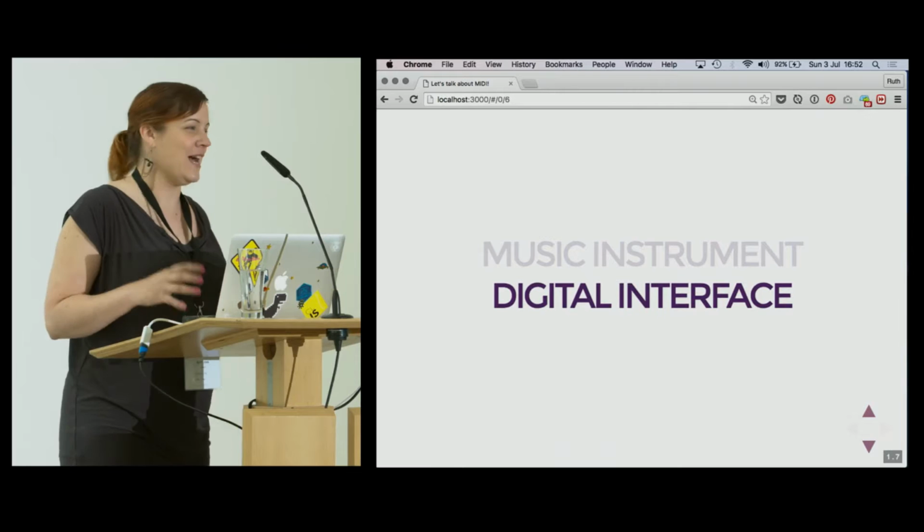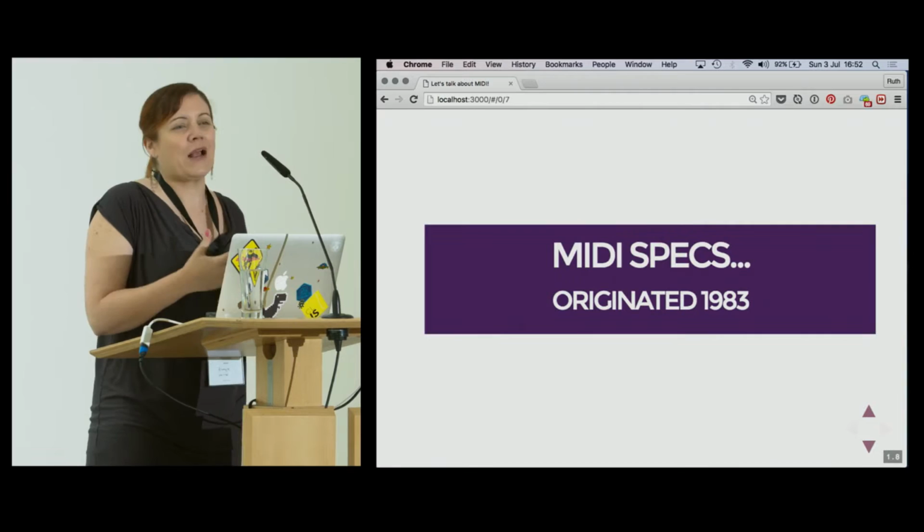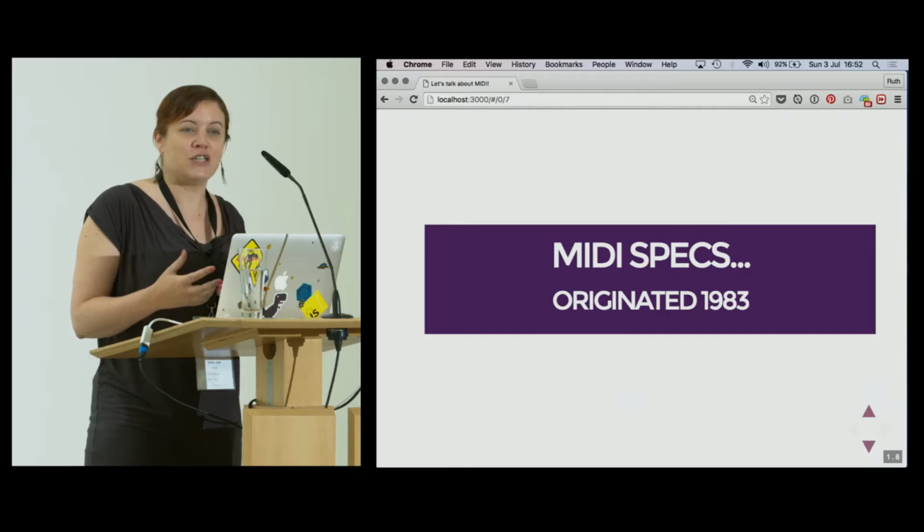So MIDI came around because there was a rise of digital and crazy instruments in the 70s. They began being made in the 50s, but they gained real popularity in the 70s. And what they found was there was no way for these instruments to talk to each other. So some industry experts, some musicians, some music manufacturers all got together, and they thought, wouldn't it be good if we wrote a specification so all these instruments could talk to each other? Just a digital protocol, basically.